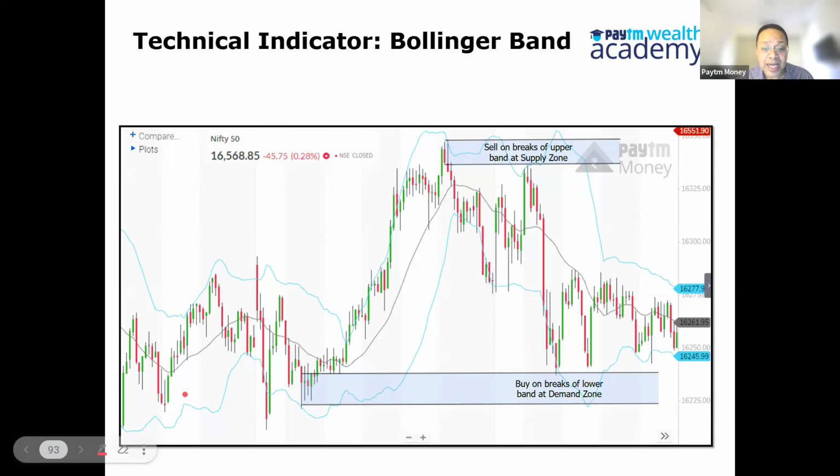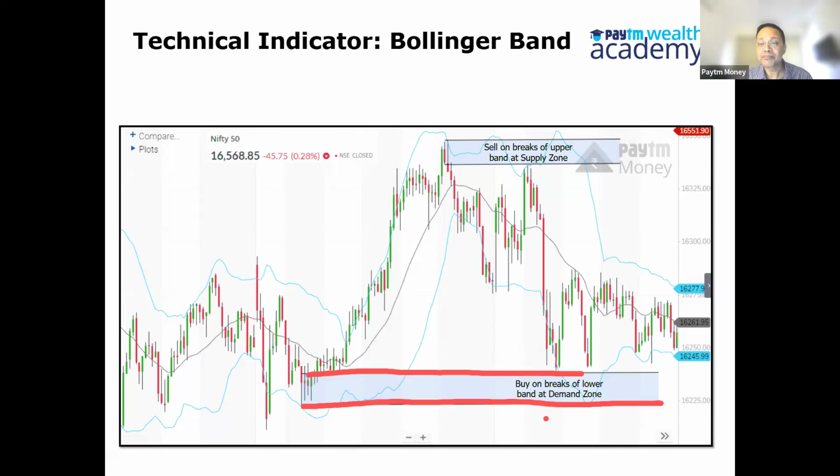Now, this is where the demand zone is already marked. This is my demand zone. Now, when price comes and touches the demand zone, can you see that? Here, price came and touched the demand zone. But when it touched the demand zone, it also went out of the Bollinger Band, the lower band. Can you just confirm in the chat box if you can see it? Yes, it has gone.